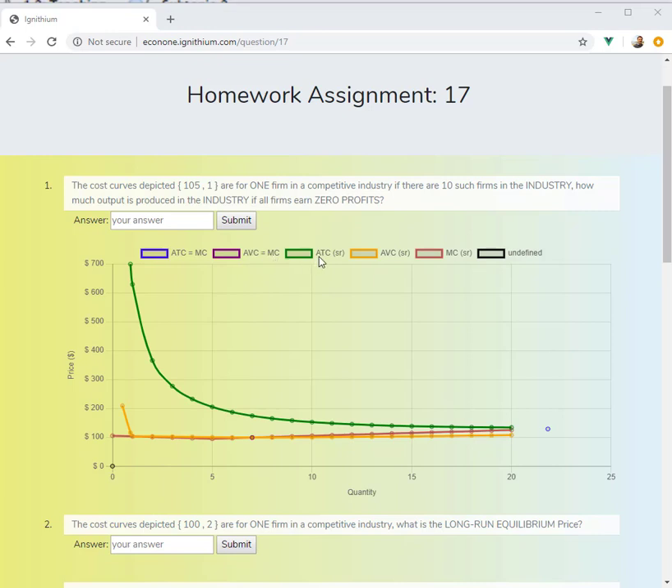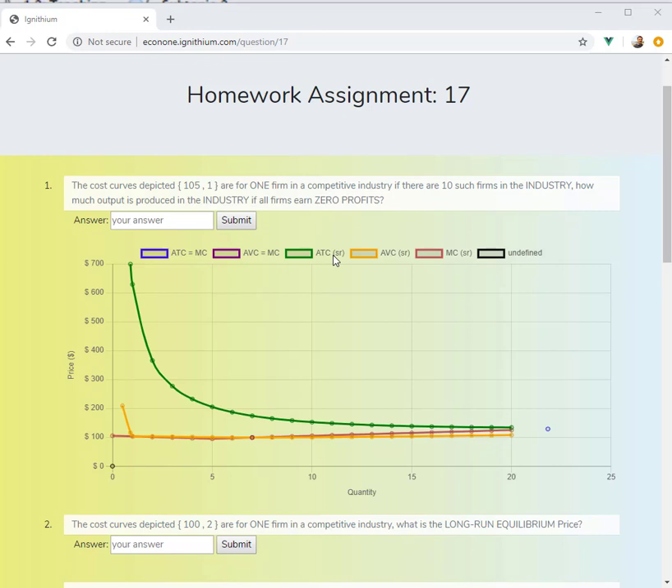And then we have the short run average total cost curve, the short run average variable cost curve, and the marginal cost curve. And these are all labeled as short run. That's okay. It's just saying that in this example, it's the short run because we're going to have fixed costs, which remember are going to be the difference between the total cost and the variable cost.